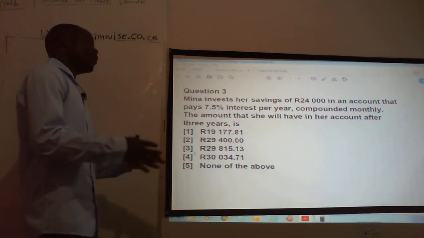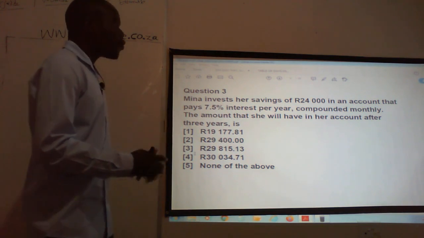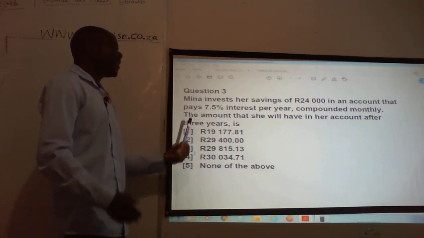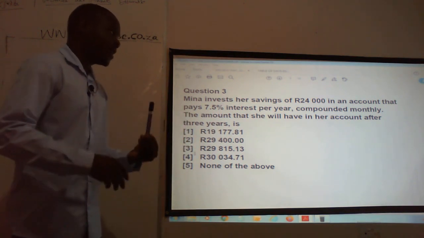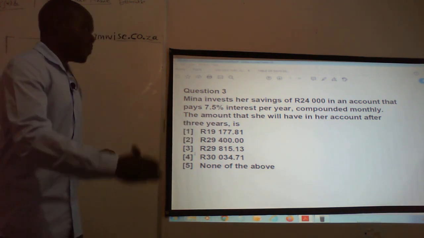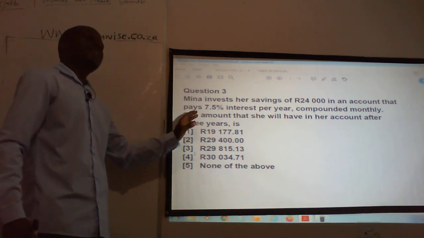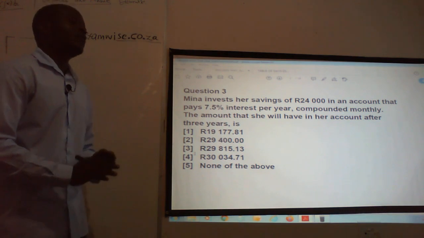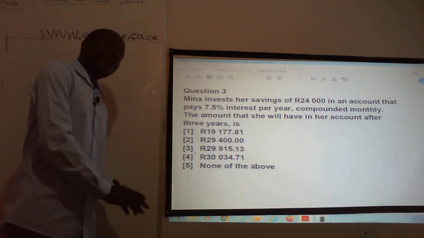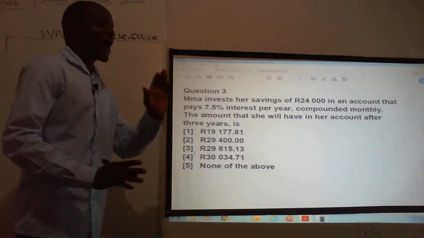So as we go, we shall also cover annuities. On question number 3, we are only dealing with investment of a single amount. Mina just invested 24,000 in an account. She never added other deposits before the end of the 3 years, but she just deposited the 24,000 and left it there. No withdrawals were made, no additional deposits were made. So it means we are dealing with a single amount.